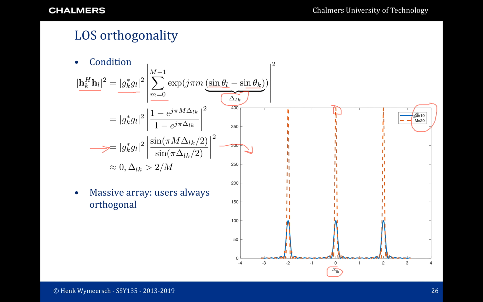When the number of antenna elements is small, let's say 10, then the function only decays slowly. So this means that for users with small delta Lk, we still will not be able to distinguish them. When m is equal to 20, the function is much more steep. This means that when the delta Lk is relatively small, the product will be close to 0 and we can distinguish the users. In other words, with more antenna elements, it is possible to distinguish users that are nearby in the angular domain. When the number of antennas goes to infinity, then any pair of users can be distinguished and the channel exhibits favorable propagation conditions.